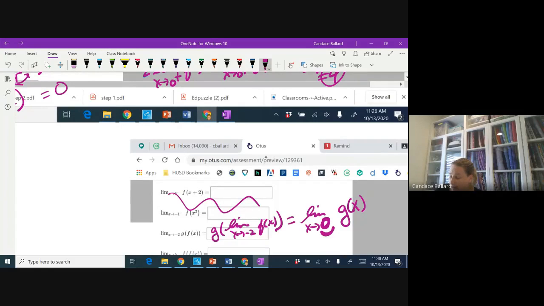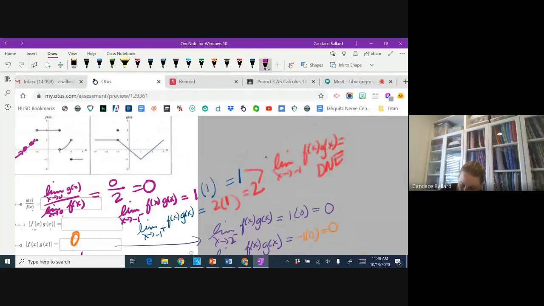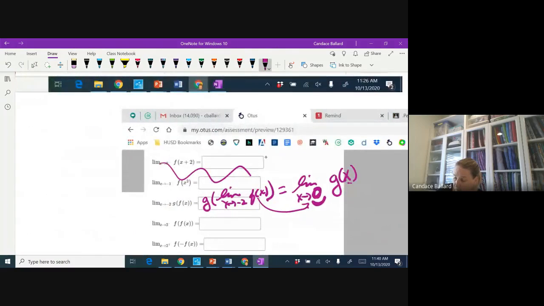Then I'm going to find the limit as x approaches 0 for g of x. So whatever's inside of here becomes the new value for the limit. So g of x at 0, it looks like from the left and the right, is in fact 0. And that should hopefully help you answer the last two. Okay?